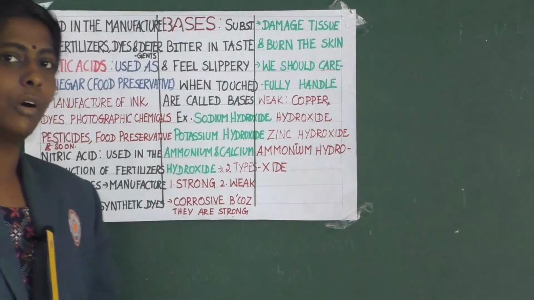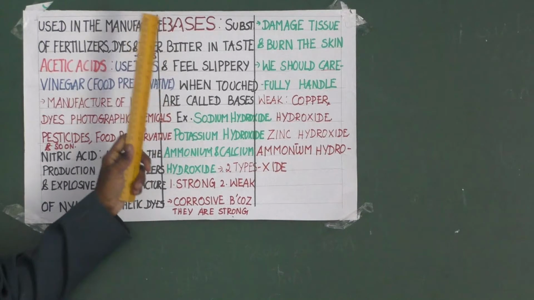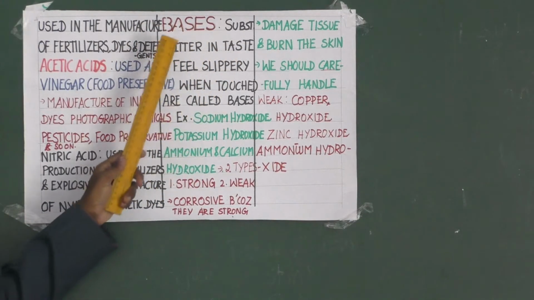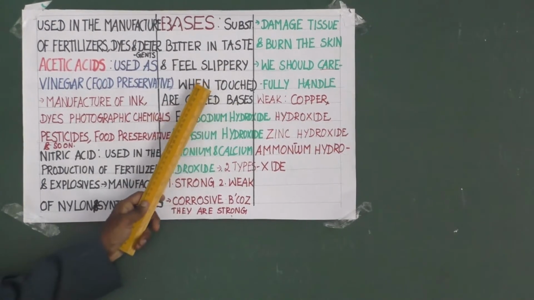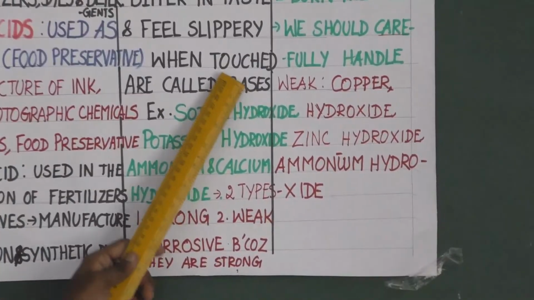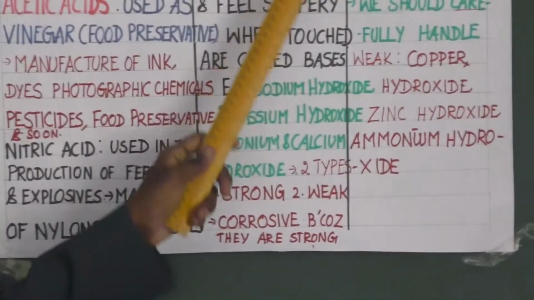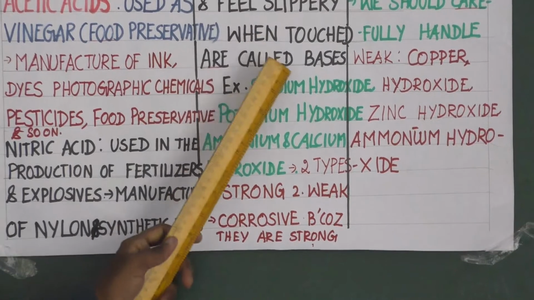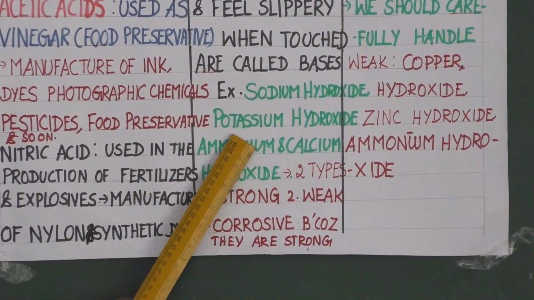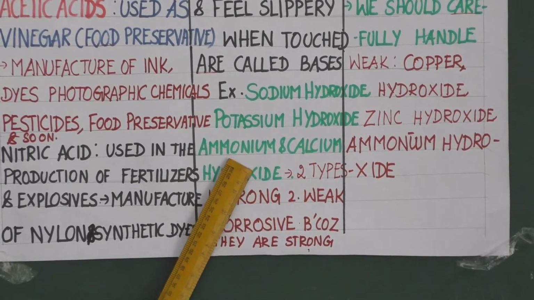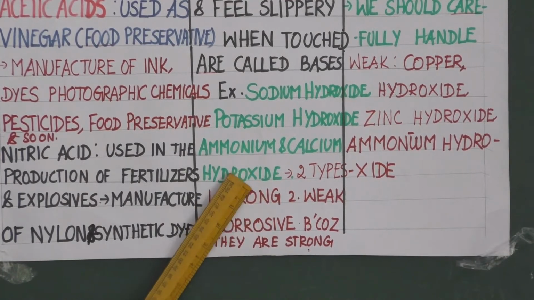Now the next thing is about bases. Bases are substances which are bitter in taste and feel slippery when touched. That type of substances are called bases. For example, sodium hydroxide, potassium hydroxide, ammonium hydroxide and calcium hydroxide.